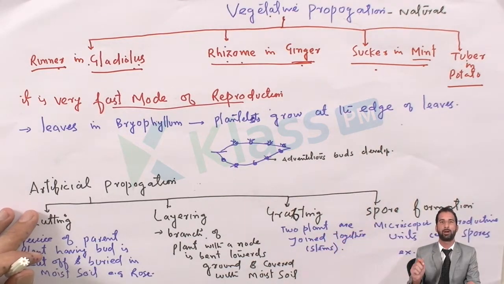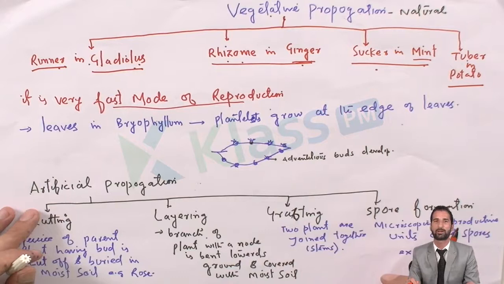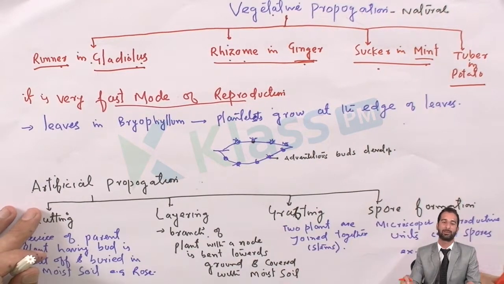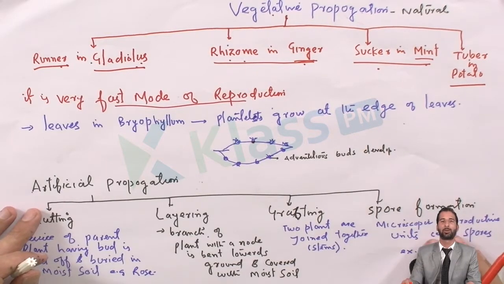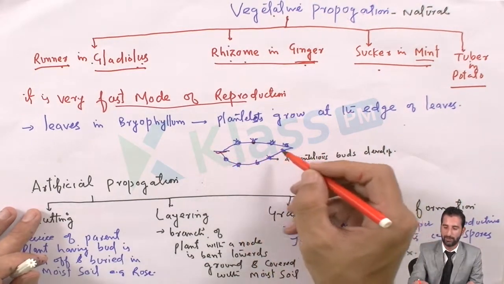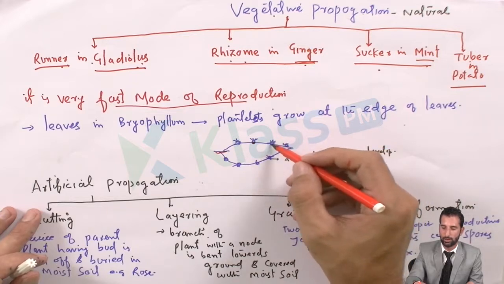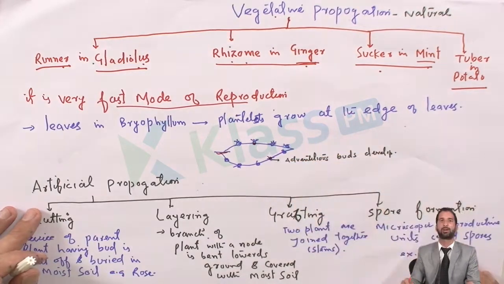You have also seen the bryophyllum plant. Bryophyllum plants have those leaves. And at the margins of those leaves develop adventitious buds. These adventitious buds later on detach from the leaves and they give rise to a complete plant. This is a very fast mode of asexual reproduction developed by the bryophyllum leaves. See, this is the diagram, this is the leaf, and these are the adventitious buds on the margin of this leaf, and these adventitious buds later on give rise to a complete plantlet. So this is the mode of vegetative propagation in case of the bryophyllum.